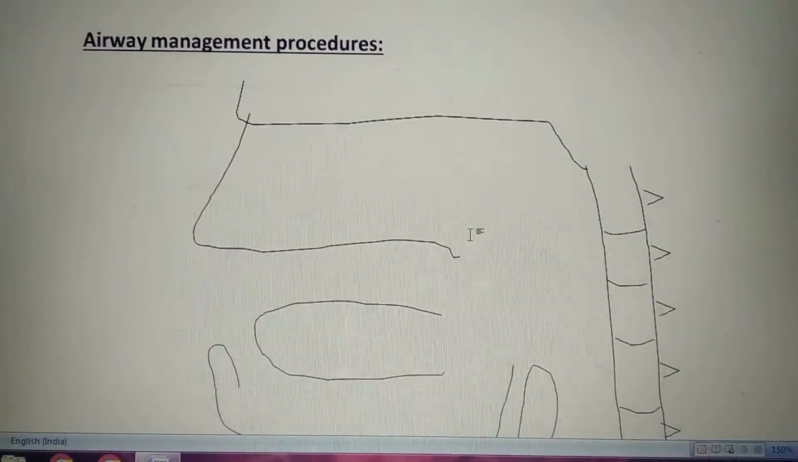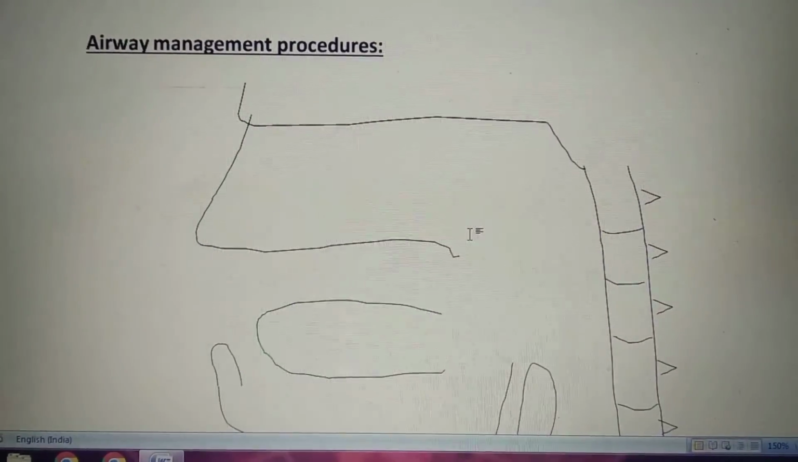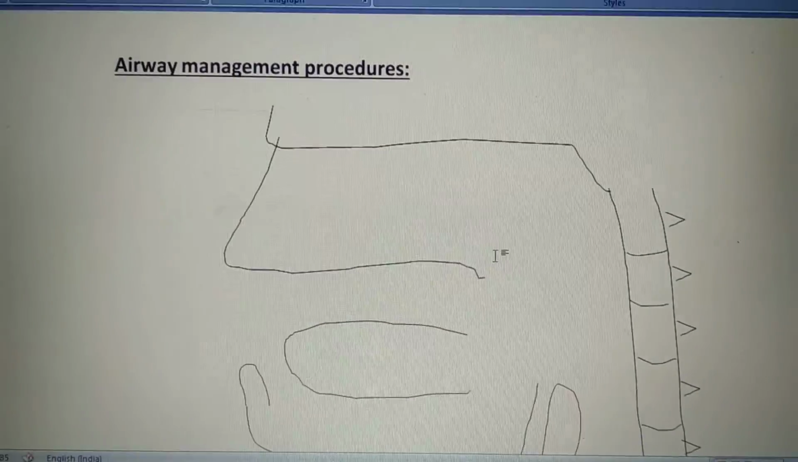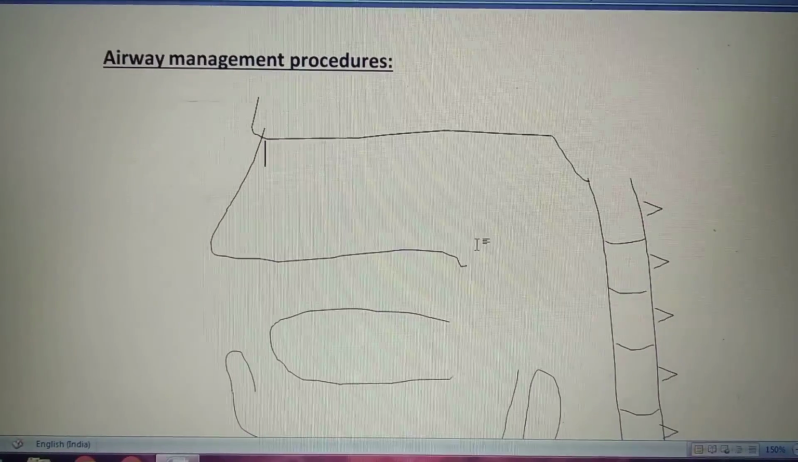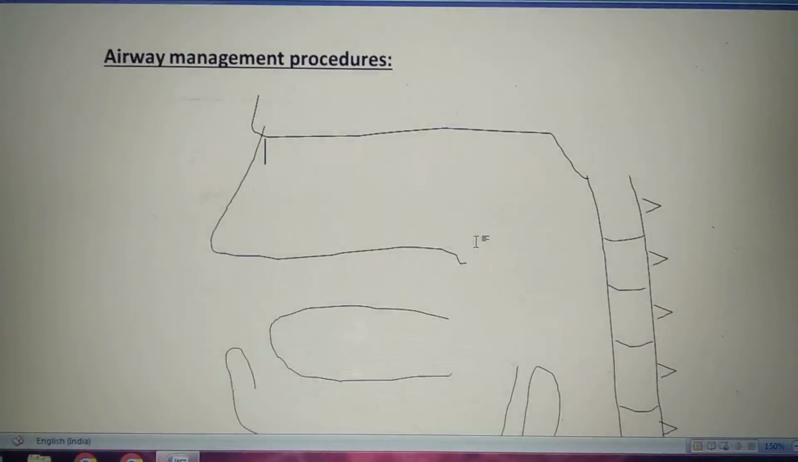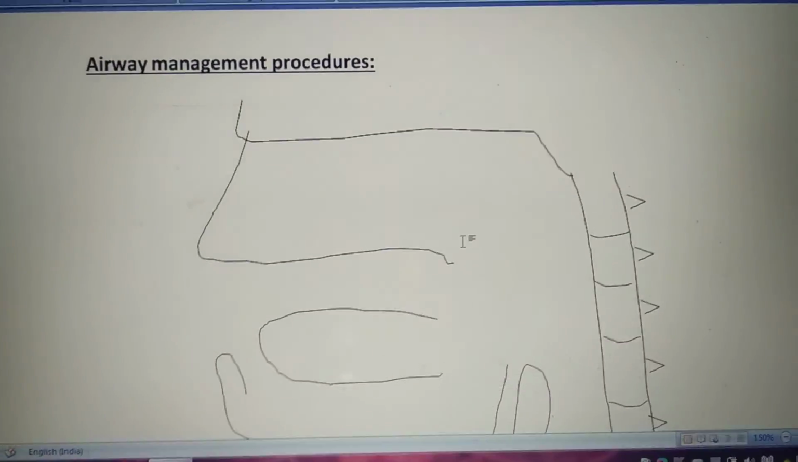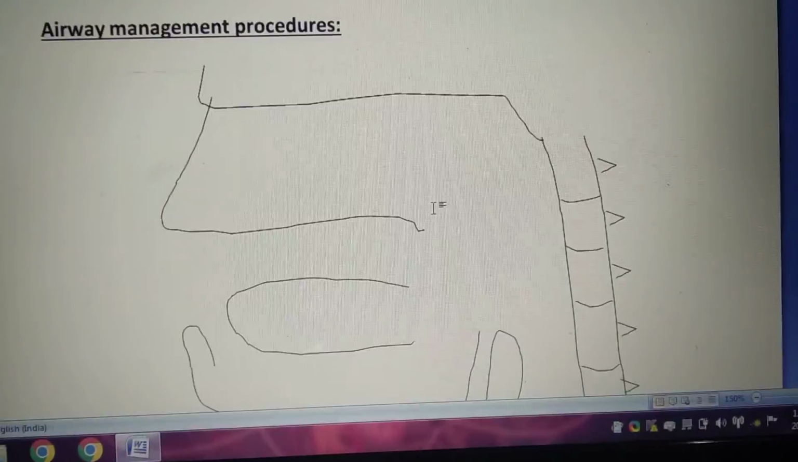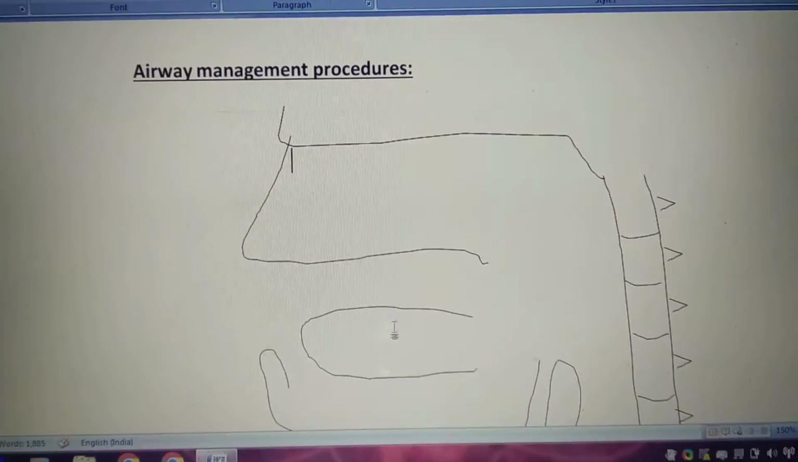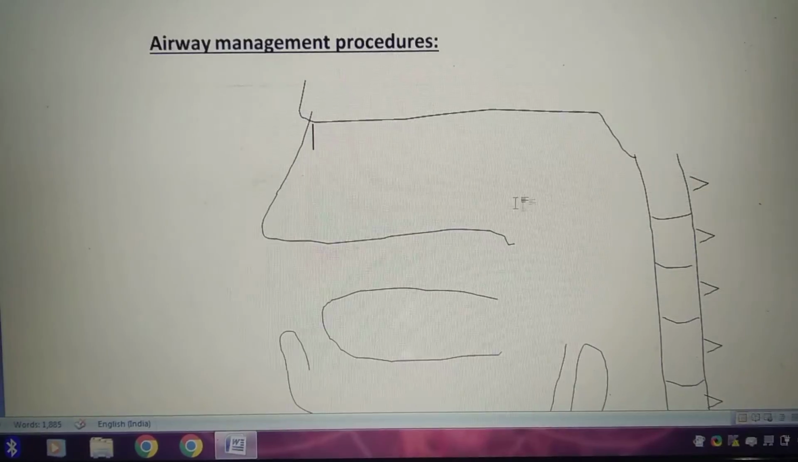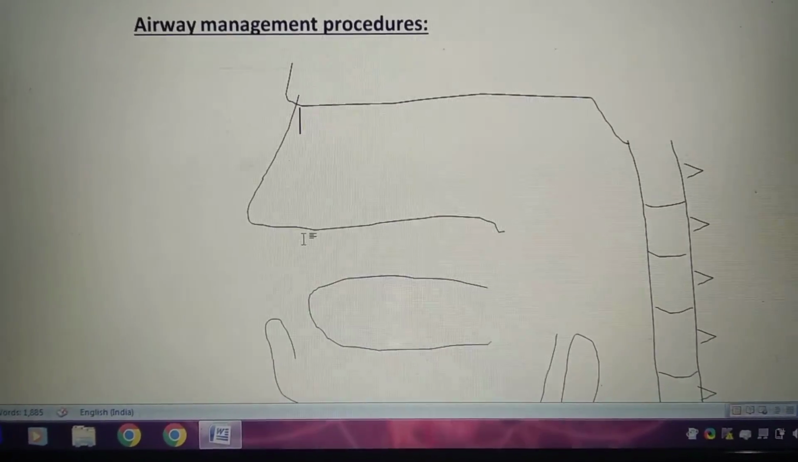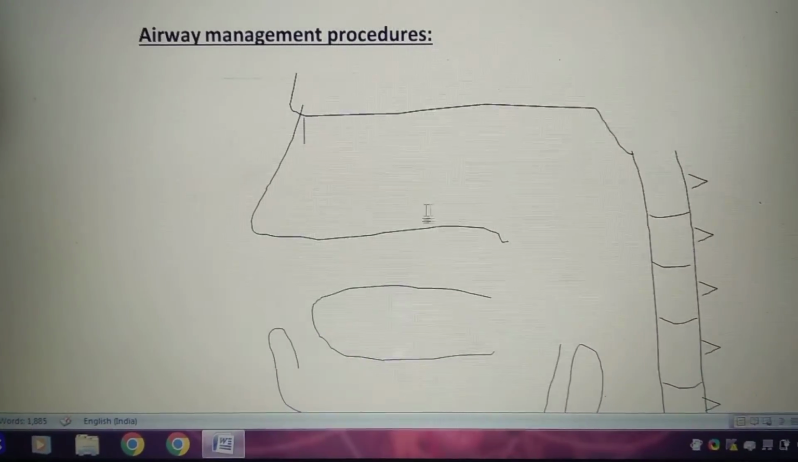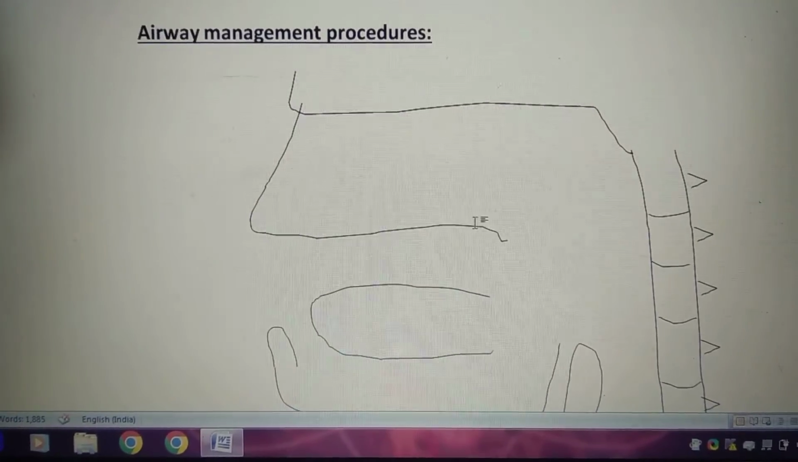Today's interesting topic is airway management procedures. In this, why do we require this procedure and what are the types of procedure? See, airway management procedures are the ones required to manage the airways, whenever the airways are blocked or the person is not breathing because of the airways being obstructed.